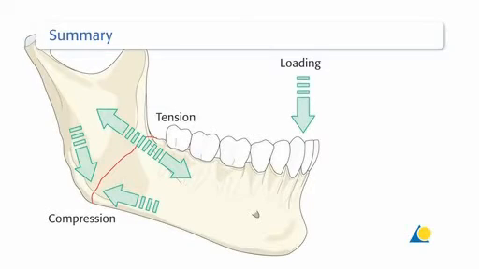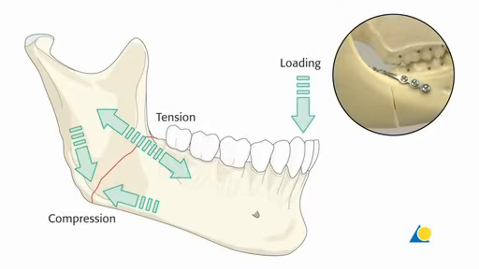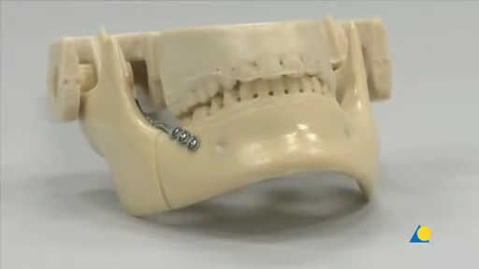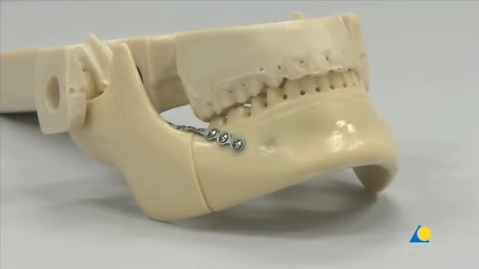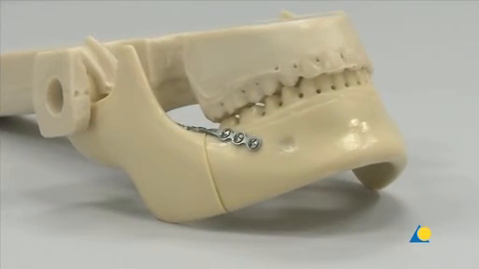This presentation has shown the principles of load sharing between the fixation system and the fracture surfaces in a simple linear fracture as described by Schompe, and the correct application of the 1.0 mm thick matrix mandible malleable mini plate at the oblique ridge of the mandibular angle.